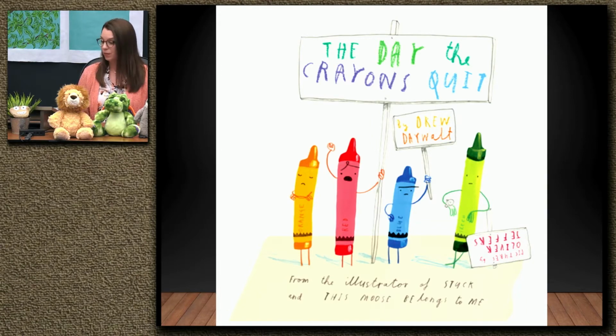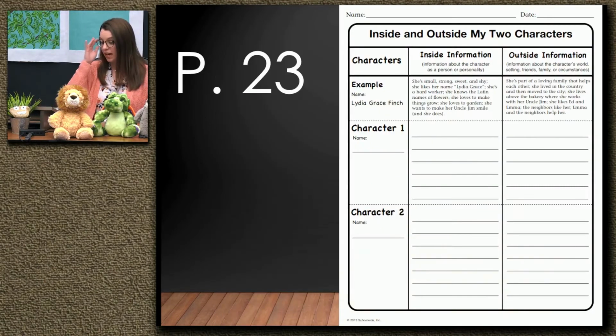our letters. In your ELA packet is this document. It's page 23, and it's called Inside and Outside My 2 Characters. I want you to find this document and get your name and date on the top of it. We're going to look at two of our characters from The Day the Crayons Quit to fill in this graphic organizer. Find page 23, get your name and today's date on the top.